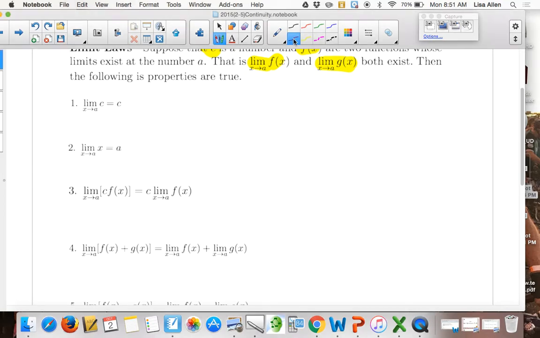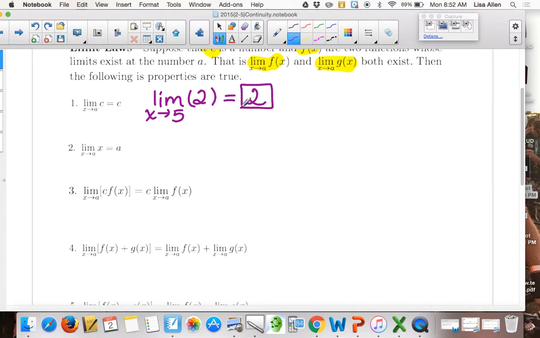So if you look at the first one, the limit of a constant, this idea is that a constant always remains the same. With each one of these I'm going to try to give you a little example. The limit as x approaches 5 of the constant 2. Well, that doesn't change 2 at all when x approaches 5, so it's just going to be 2.